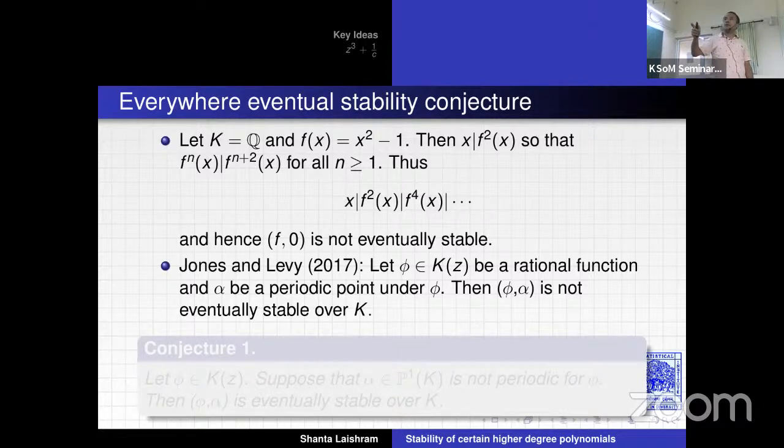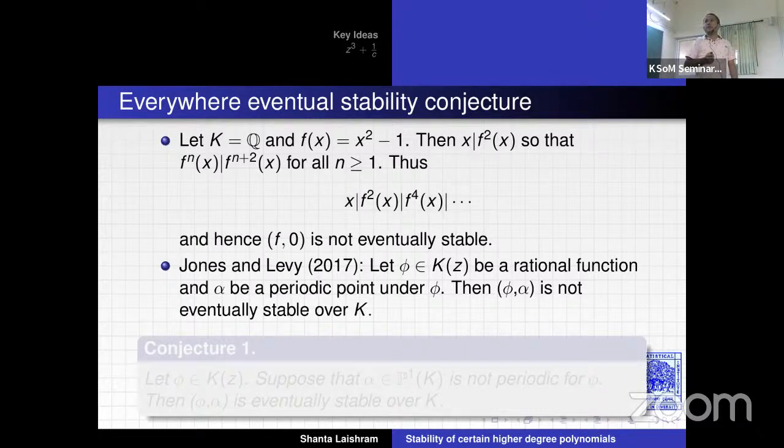But what can we say more? Actually, fn divides f(n+2) for every n bigger than or equal to 1. So x divides f2 of x, which divides f4 of x, and so on. So here we cannot control the number of irreducible factors of fn. So for this f, f of x equal to x squared minus 1 is not eventually stable.